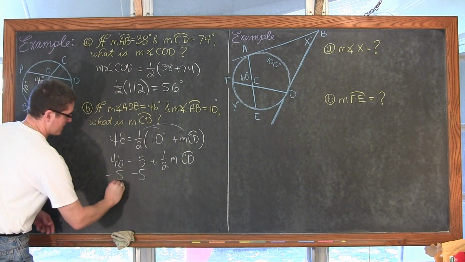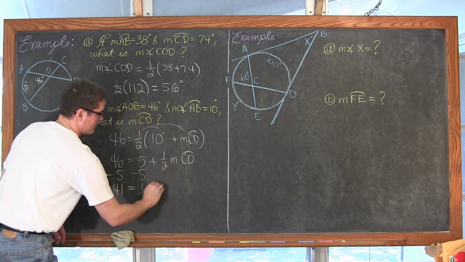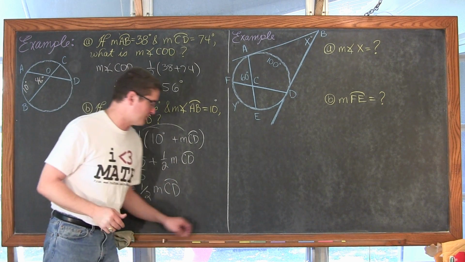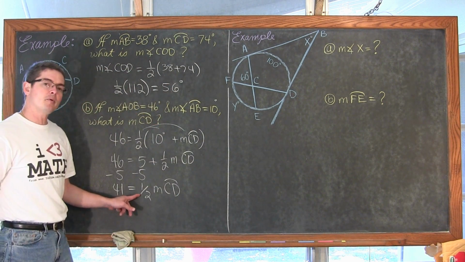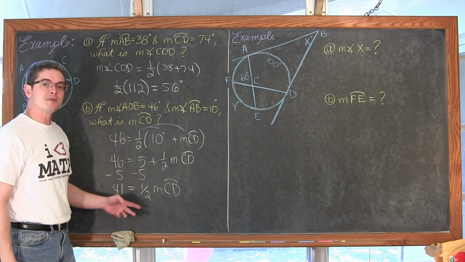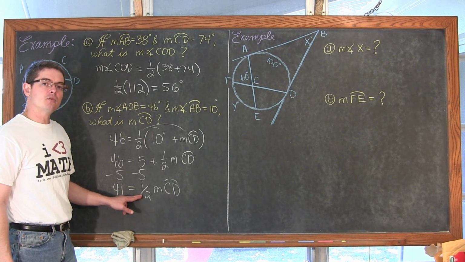And apparently I start to run out of room. We got 41 is equal to 1/2 the measure of CD, the measure of arc CD. Okay, we'll have enough room to finish this. Again, I have that multiplication, or excuse me, I have a fraction. Now, fractions represent division, so we can get rid of this fraction in two ways.